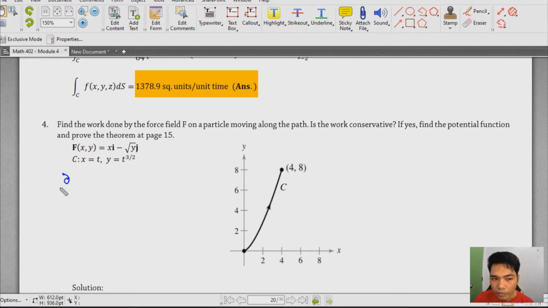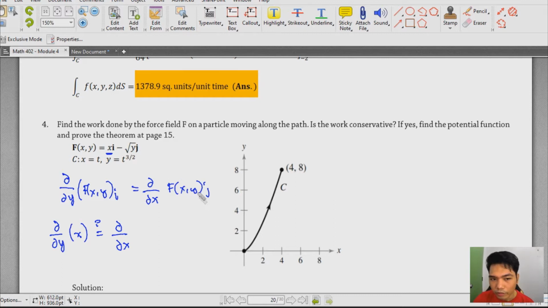So, sabi doon, you take the partial derivative of y for any i direction. Kung ano man yung F of xy mo dito in the i direction, that should be equal to the partial derivative of x of this function in the j direction. So, let's do muna yung first term. What is the partial derivative of this expression in terms of y dun sa i lang? Diba, that is just x. So, you take the partial derivative of x with respect to y, and is this equal to the partial derivative in terms of x nitong ating j lang? So, that's just the negative square root of y kasi may minus yan.